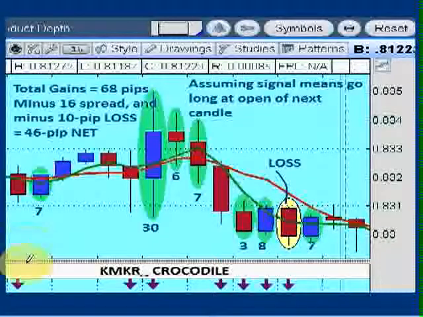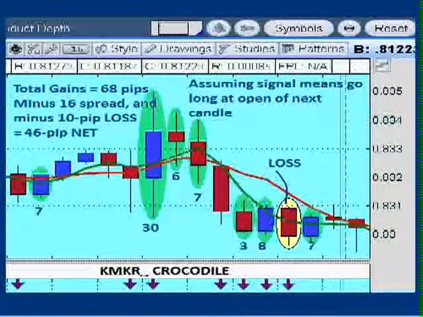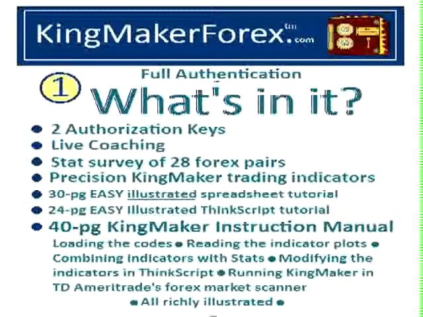Okay, I already told you that the arrow indicates a reversal from that candle. So you can pause this and study it. You'll see exactly what I mean and how much fun it is. And again, that's KingMaker Crocodile. So just pause it and look it over and you'll see how it works. And I said it's a reversal of the next candle. I meant it means to go long at the open of the next candle. Sorry about that. And of course, there are about a dozen other KingMaker indicators, some of which you have seen in the authentication trials.